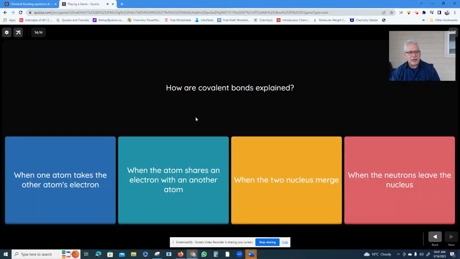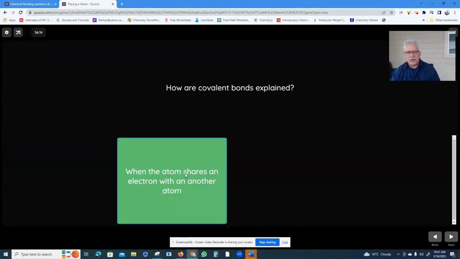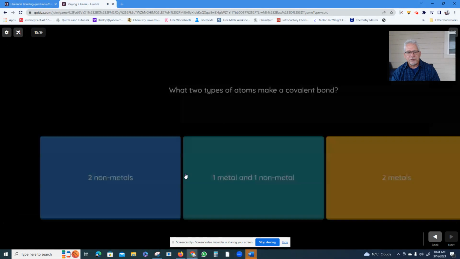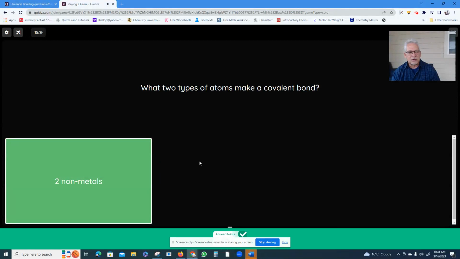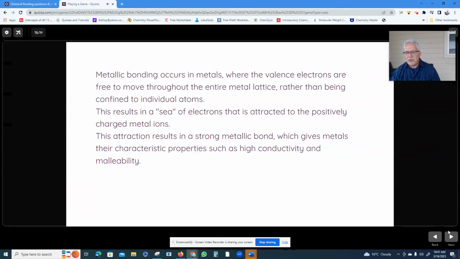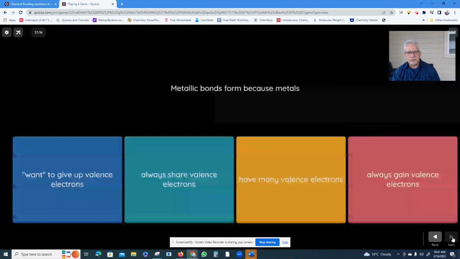How are covalent bonds formed? When they share electrons with another atom. Yeah. What type of atom makes a covalent bond? Non-metal. That's an easy question. And then a metallic bond will be the one taking place between metals, and there is a sea of electrons, and the metals are positively charged, forming cations.